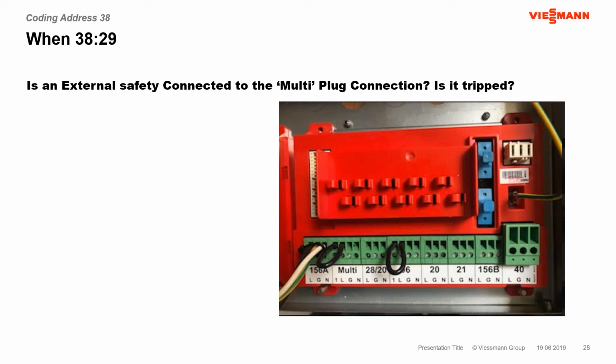Sometimes you would have some field wiring connected to the multi-plug. And that's the first thing I would examine: open up the control here, look at that pump module, and have a look at that multi-plug. Is there a jumper in there, or did somebody install something on that multi-plug that could be open at this particular point in time? Specifically, external safeties.